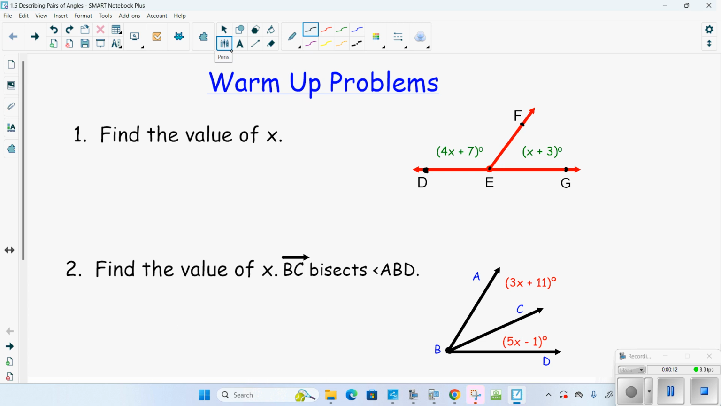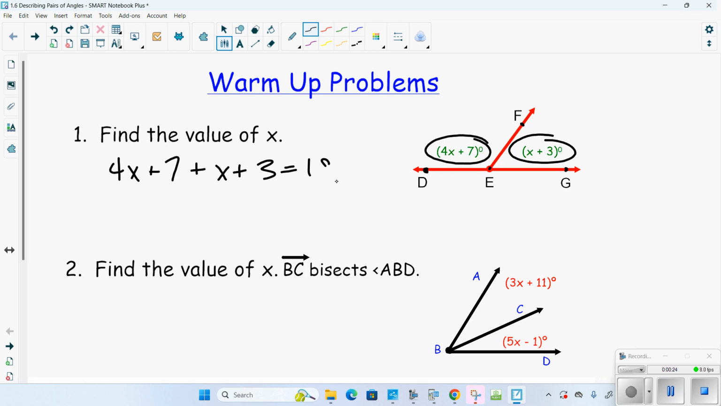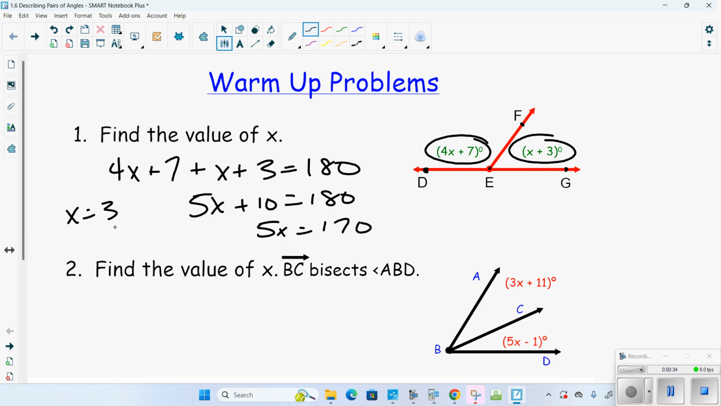Find the value of x. Notice it makes a straight line. We talked about straight angles previously. Straight angles always add up to 180 degrees. So taking both of those angles, adding them together, adding like terms, remember algebra now. And so dividing by 5, x is equal to 34.